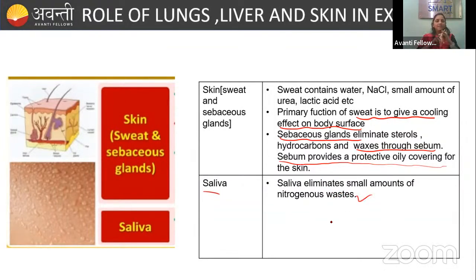So you know that the lungs are involved in the removal of carbon dioxide, and the liver is involved in the removal of waste through the bile juice, through the alimentary canal. Coming to the skin, the skin is involved in the removal of sweat. In the sweat, sodium chloride and a small amount of urea are removed. And through the sebaceous gland, the oil is removed, and through the saliva, nitrogenous waste is removed. Remember this, guys.